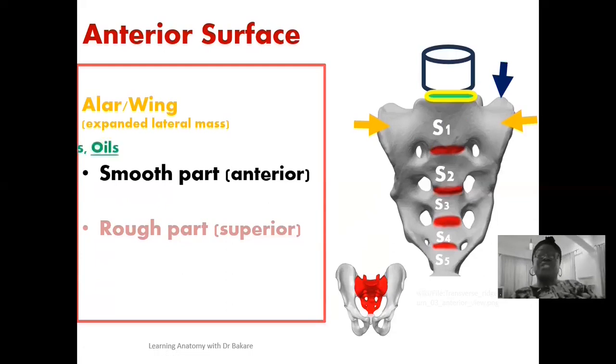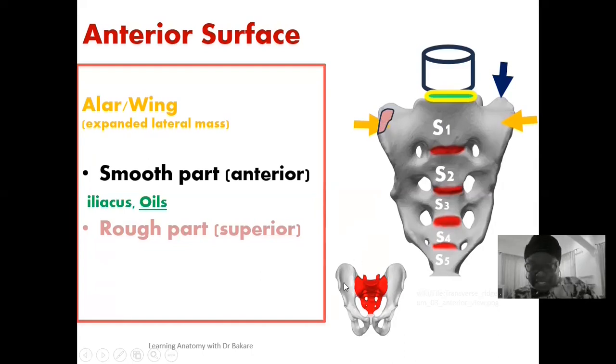For the smooth region, it is related to the iliacus muscle. We know that the iliacus muscle fills up the iliac fossa, and the iliac fossa is the indentation that is created by the ilium. So there's going to be an extension of this iliacus muscle onto the lateral edge of the smooth part of the ala of the sacrum. And this is what is highlighted here in this image.